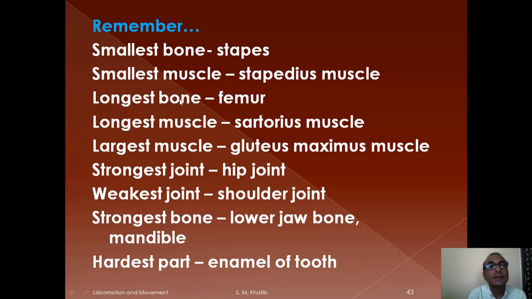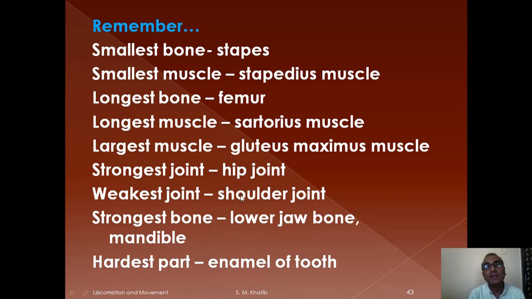Then the longest muscle is the sartorius muscle. And the largest muscle is the gluteus maximus muscle, which is there in the buttocks. And this sartorius muscle, if I'm right, is the muscle which runs along the femur bone. Then the strongest joint is the hip joint. Our hip joint is the strongest joint, remember.